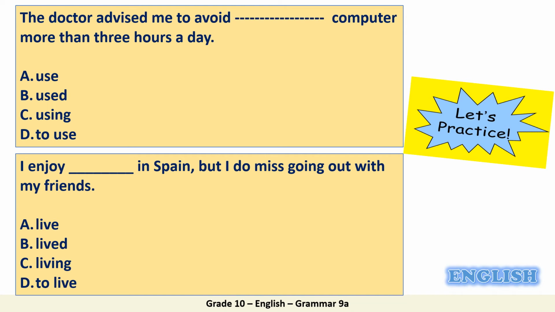Okay, let's start with number 1. The doctor advised me to avoid using computers more than 3 hours a day. So after avoid, what do you use? Very good. After avoid, I put verb plus ing, using. In number 2, I enjoy living in Spain, but I do miss going out with my friends. So after the verb enjoy, which word are you going to choose? Very good. So after enjoy also, I put a verb plus ing. So here we have living.